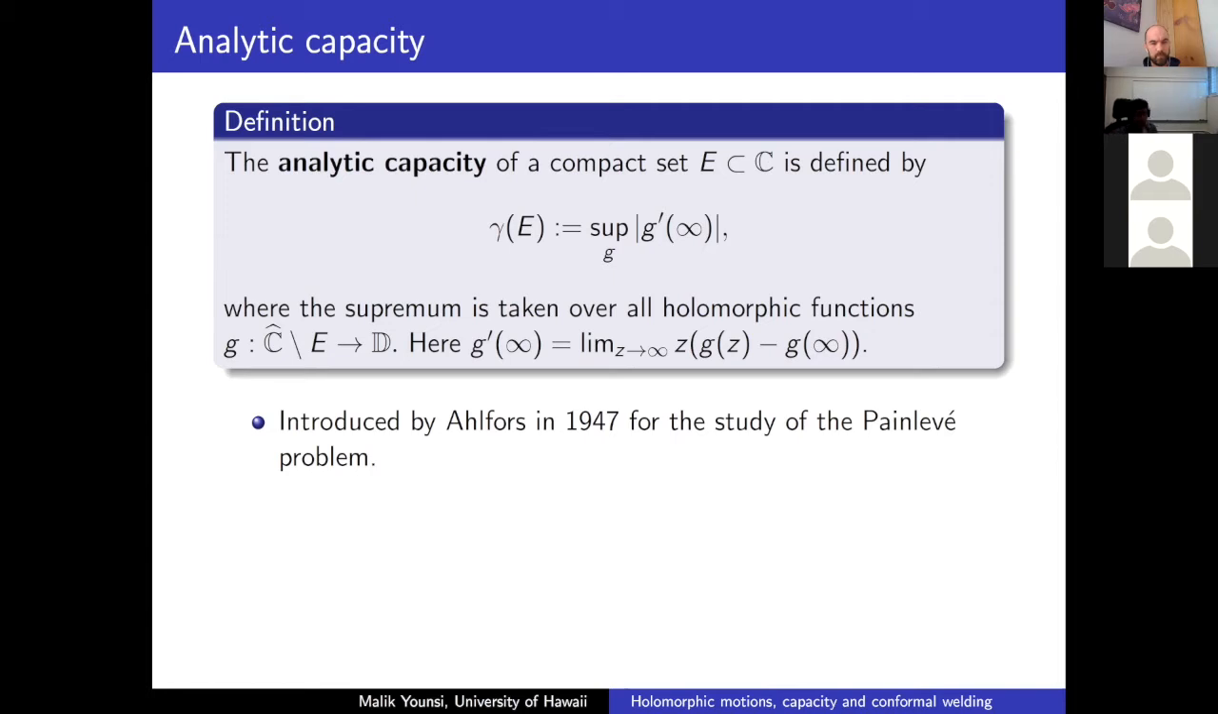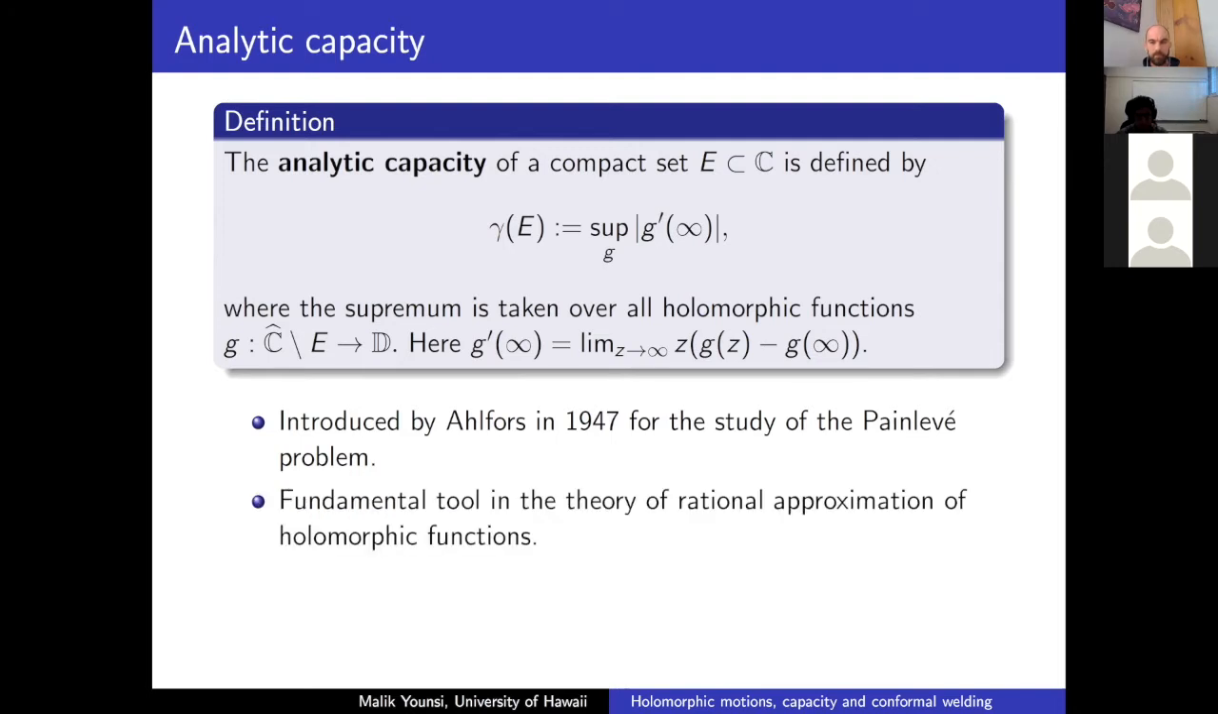But it turned out to be a very difficult problem. It took more than 100 years until a reasonable solution was obtained, due to the work of Tolsa and a lot of other people. Okay, I also mentioned that it's a fundamental tool in the theory of rational approximation of holomorphic functions. This is because of the work of Vitushkin in the 1960s.